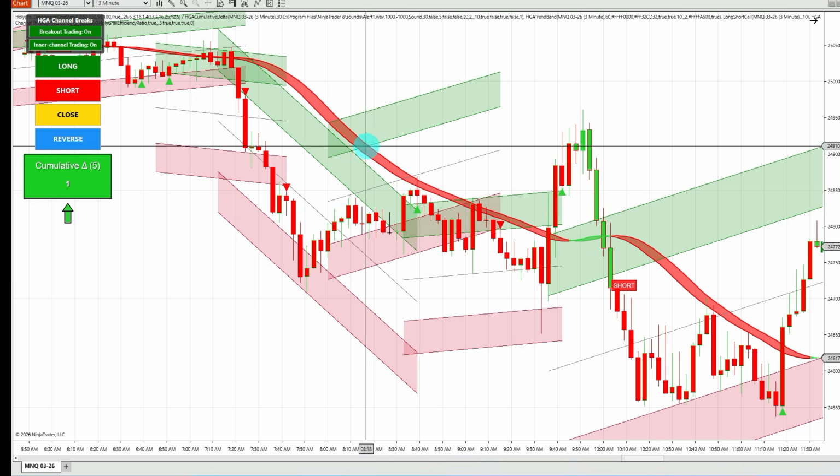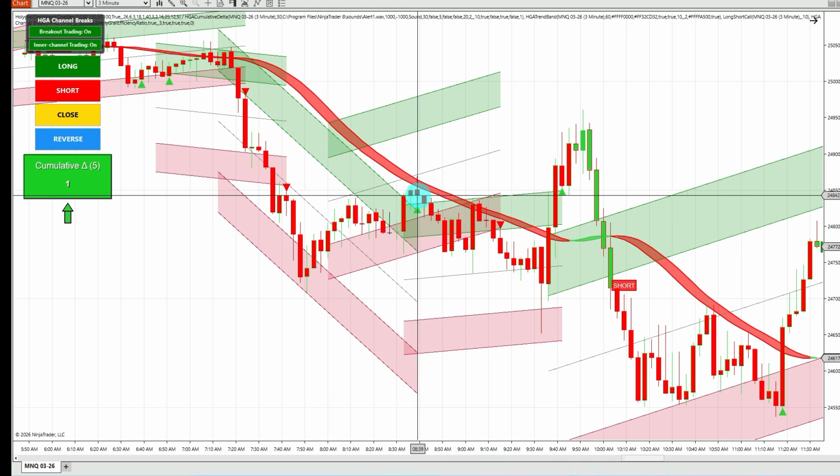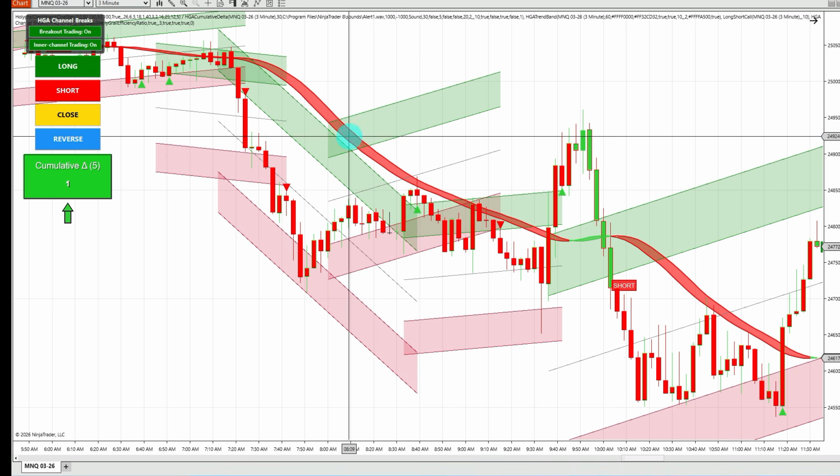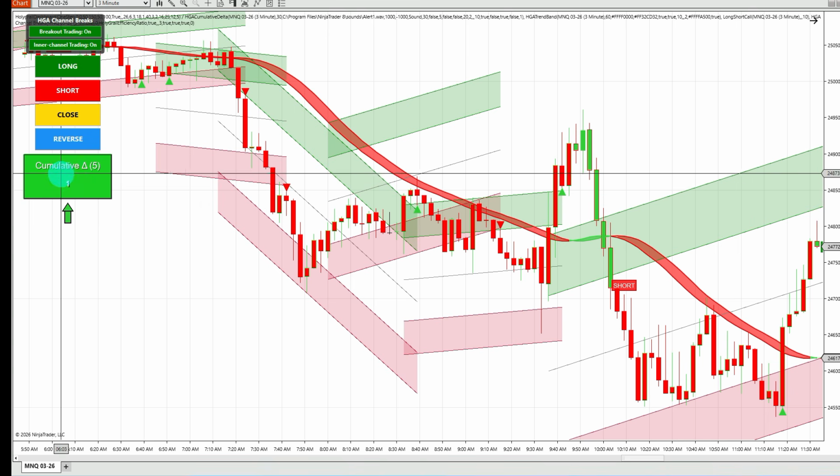What we have here is the trend band, and we got a red candle, so I didn't take that trade. I'm using this again as a filter.